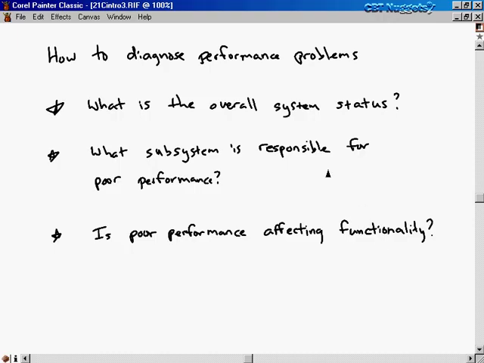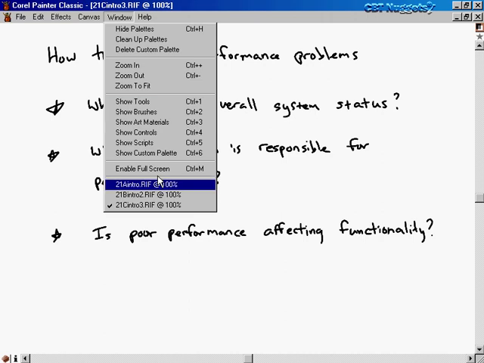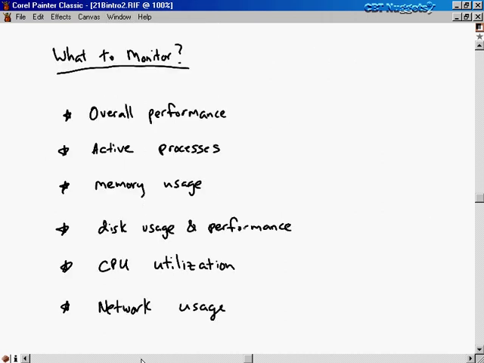Okay, so there's a general idea of performance monitoring. Now we're going to move out to the Linux screen and look at tools that we can use to monitor all these various aspects of the system that we were talking about on the second slide.